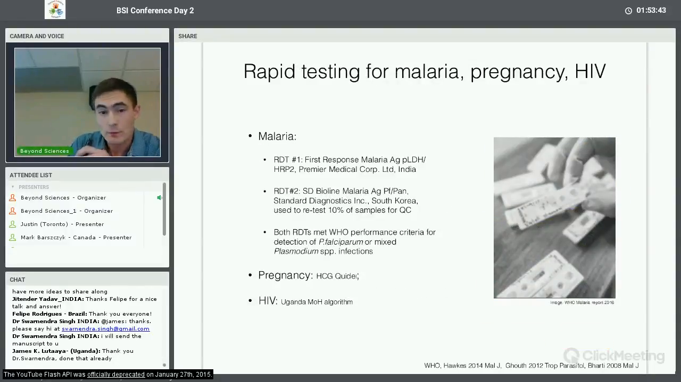Testing for malaria. In those two groups that I just mentioned, one group had malaria diagnosed by the hospital. The other group supposedly didn't have malaria. They were asymptomatic, no fever symptoms. Both groups were tested on rapid diagnostic tests first of all, and they were asked about malaria. And they were also tested for pregnancy and HIV.